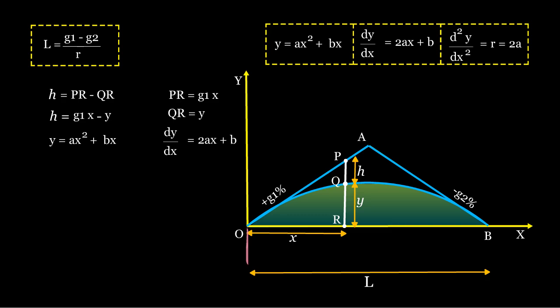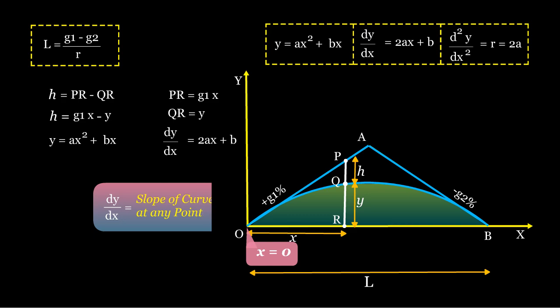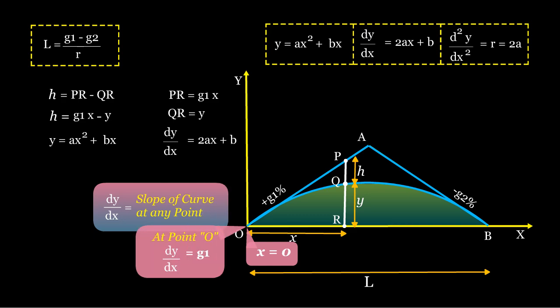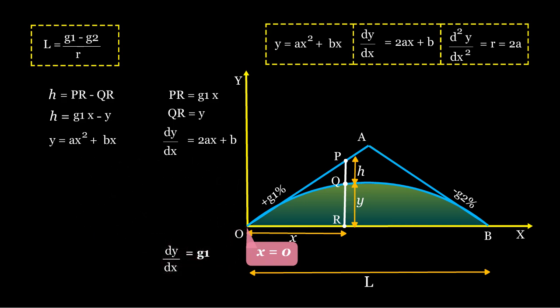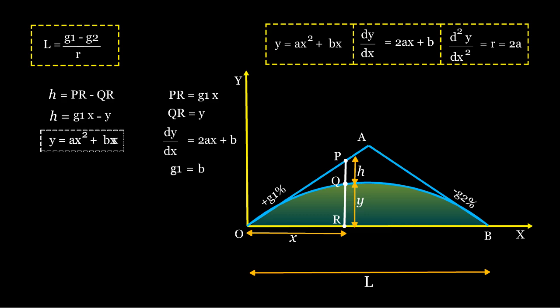At point O, the value of x equals 0. So, the slope at point O is g1. That is, dy by dx equals g1. As we know, dy by dx equals 2ax plus b. Here, x equals 0 means 2ax equals 0, so dy by dx, that is g1, equals b. Now substituting g1 instead of b in the general equation, y equals ax squared plus g1x.